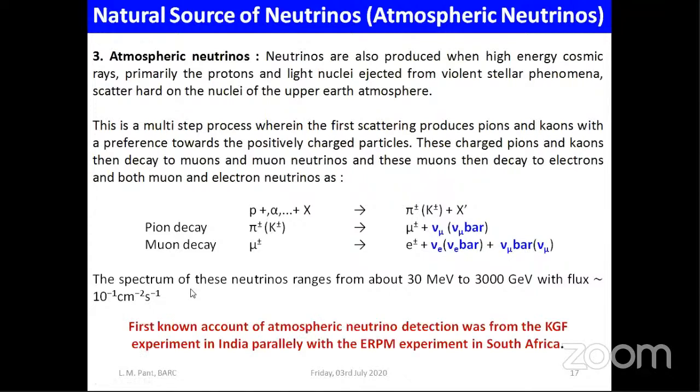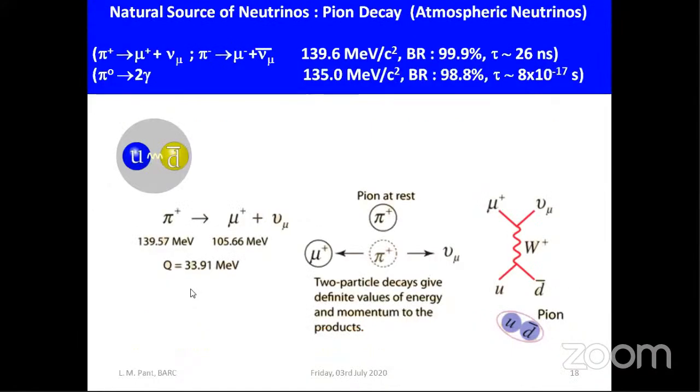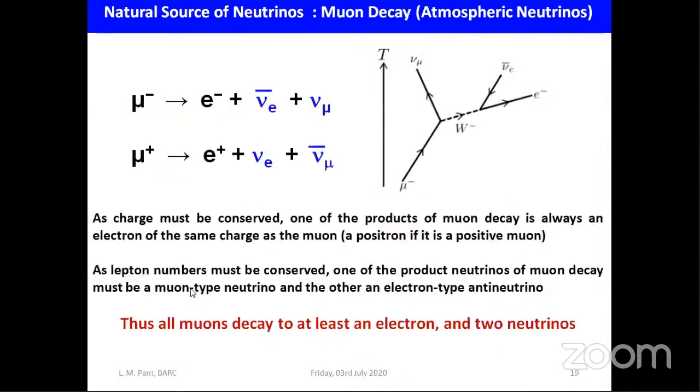The first known account of atmospheric neutrino detection was from the Kolar Gold Fields experiments in India, in parallel with the ERPM experiment in South Africa. So this slide number 18 basically shows the natural source of neutrinos through a pion decay. A pion basically decays into a mu plus and a neutrino of the muon type. And in the next slide, we see how the muons decay, the mu plus and the mu minus, resulting in pairs of neutrinos and antineutrinos. So what we see is that all muons decay to at least an electron and 2 neutrinos.